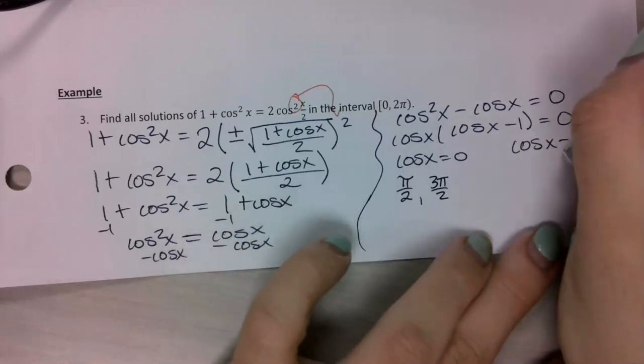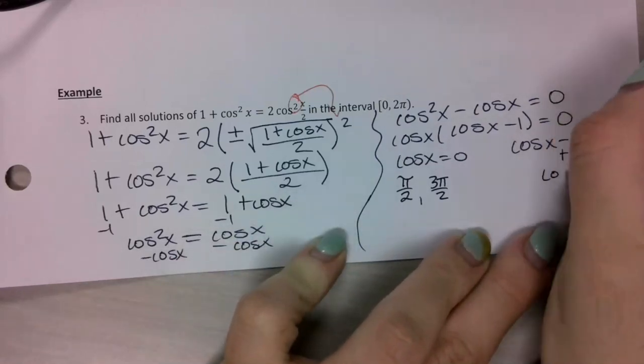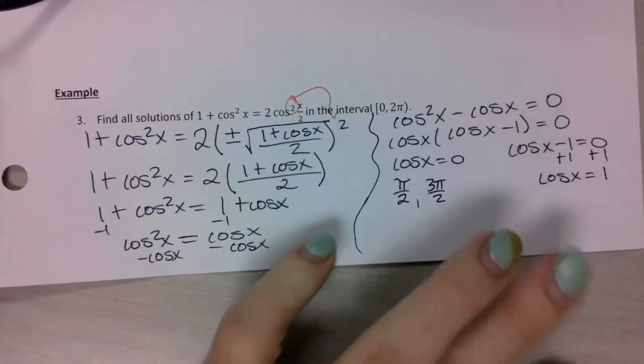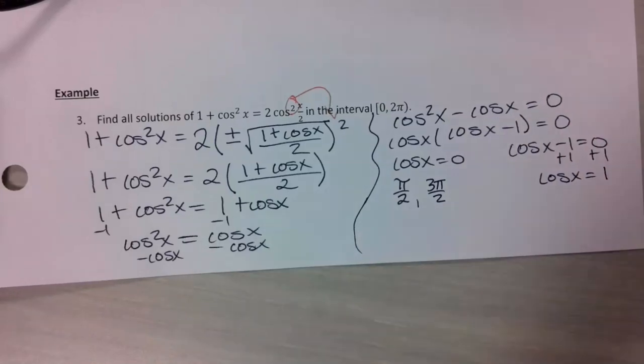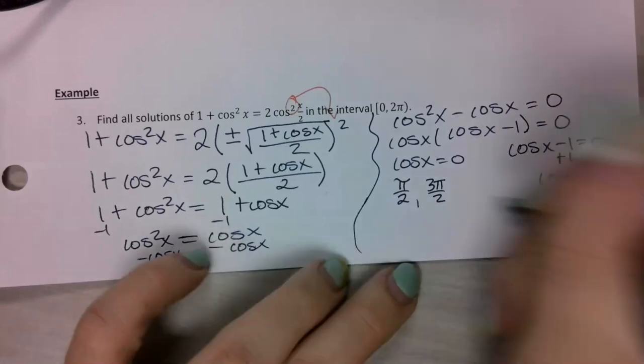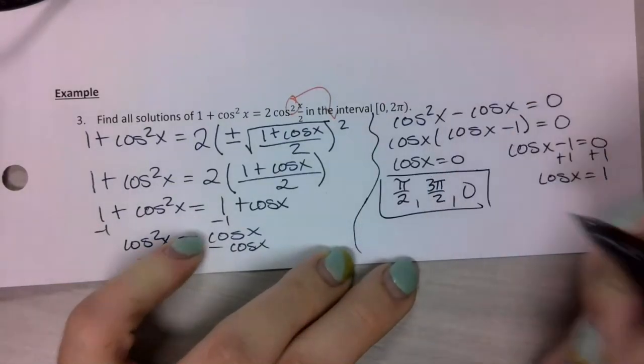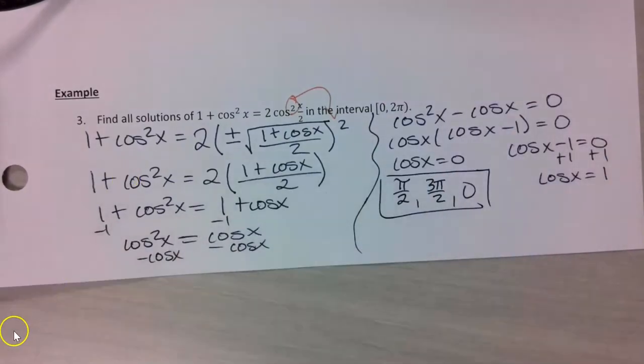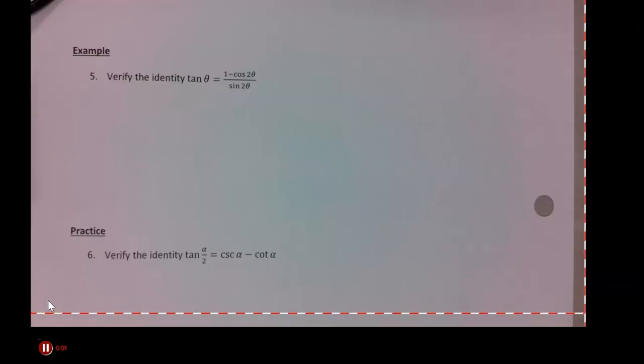Then I just need to solve this other equation. Where does cosine equal 1? Anyone? 0. So that's my answer here. Get Friday's notes out.